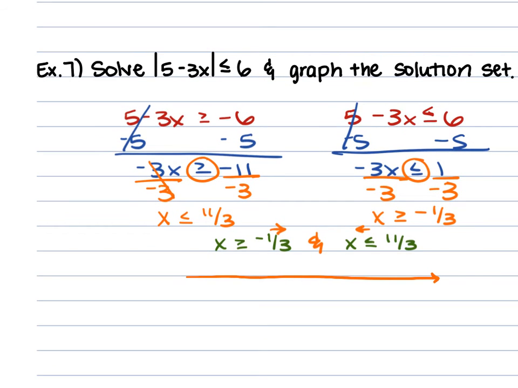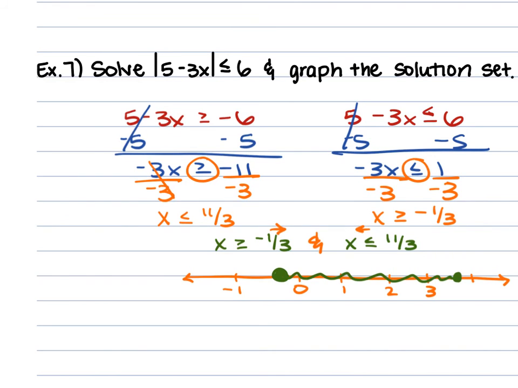On my number line, I'm going to have negative 1, 0, 1, 2, 3. I'm going to have a closed circle on negative 1/3, which is going to be about here. And I'm going to have a closed circle on 11/3, which is 3 1/3. So I'm going to actually erase this 3 2/3 and keep it going. 3 2/3 is about here, and then my line goes in between the two.